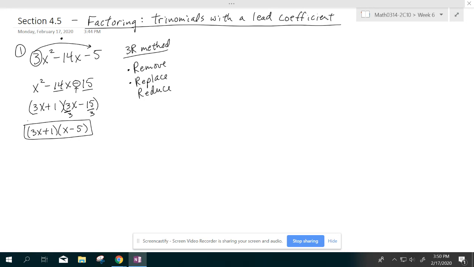There's also a method called the AC method. Does anybody remember being taught that in high school? The AC method? Yeah, that's a very common technique, the AC method. I don't like it, so I don't use it. I much prefer the 3R method.